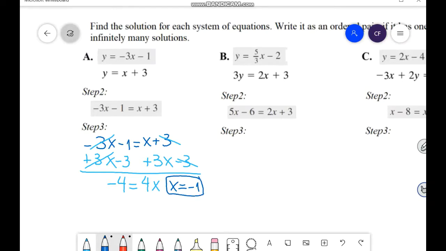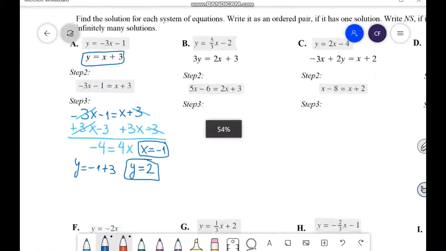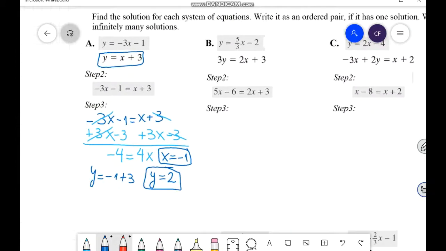Now you plug in x equals negative 1, you can use this: y equals x plus 3, means y equals negative 1 plus 3, y equals 2. The final answer for this letter A is going to be the ordered pair x equals negative 1, y equals 2. This is the final answer.